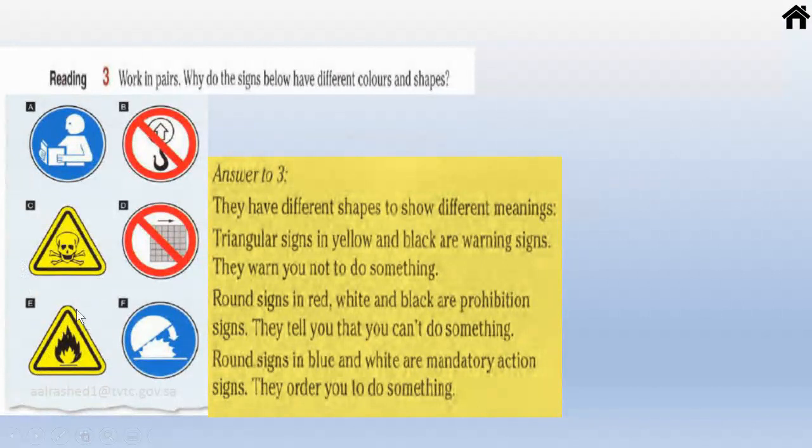So these are triangular signs in yellow and black. So the colors of the triangular signs are black and yellow. They are warning signs. Warning signs. They warn you not to do something.